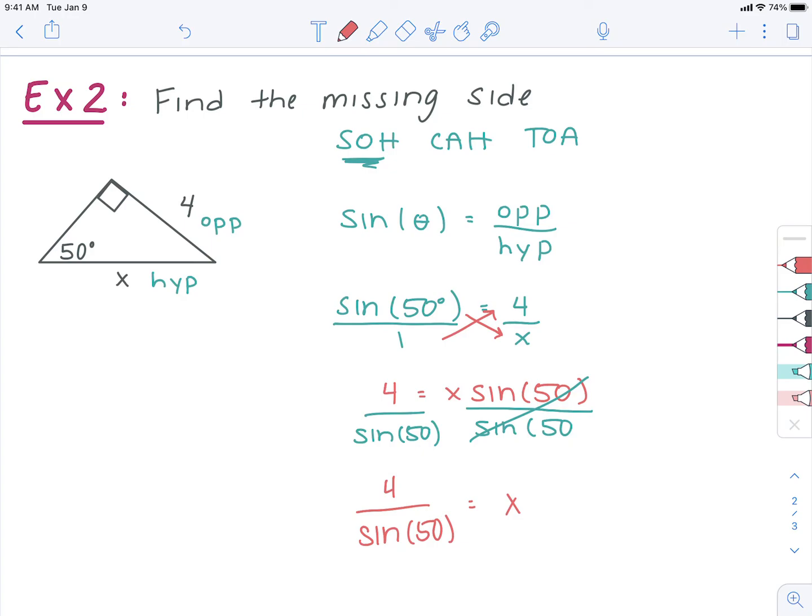Another way I can also check myself is your hypotenuse should always be your biggest side. So if you get a number that's smaller than 4, you know that you went in and made a mistake, because it can't be smaller than your leg. Because your leg was 4, it has to at least be bigger than that. 5.5? 5.2.